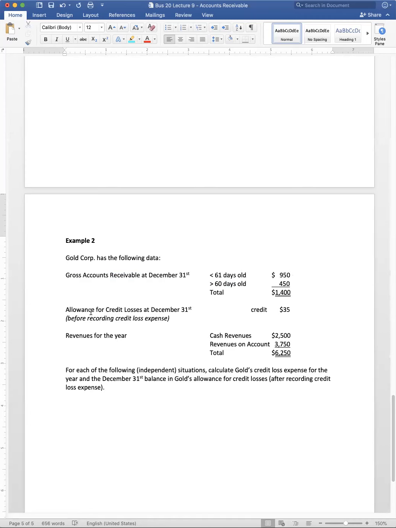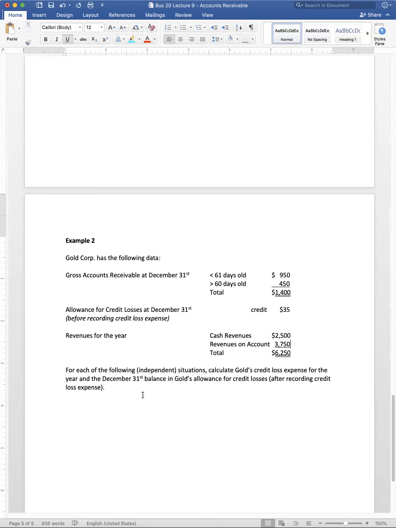Now, the allowance for credit losses at December 31st is a credit of $35. So this is the leftover that we have in the account before recording the credit loss expense. Before our adjusting entry, there is a credit of $35 in the account. And we have revenues for the year, and those revenues are $6,250. Of those revenues, some of them were in cash and some of them were on account.